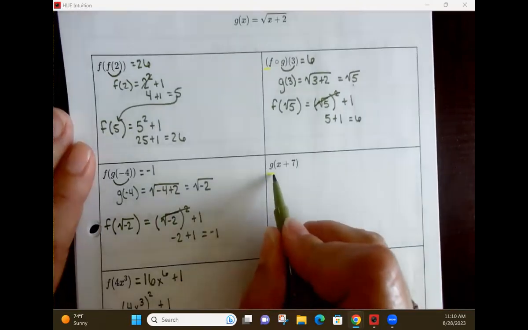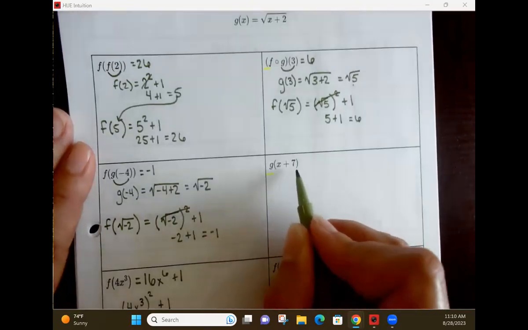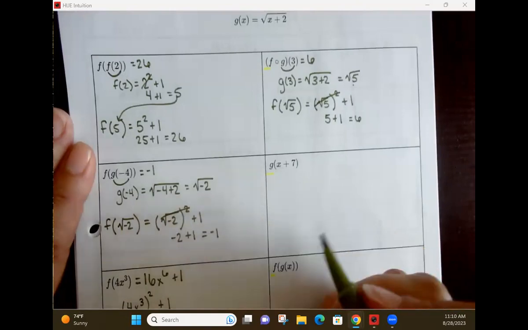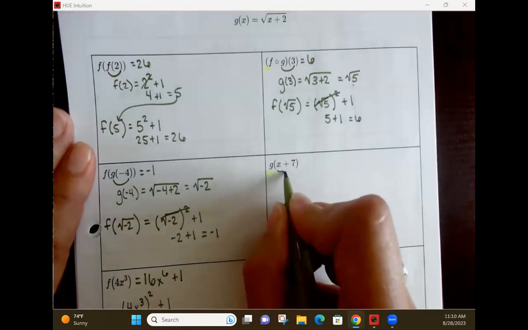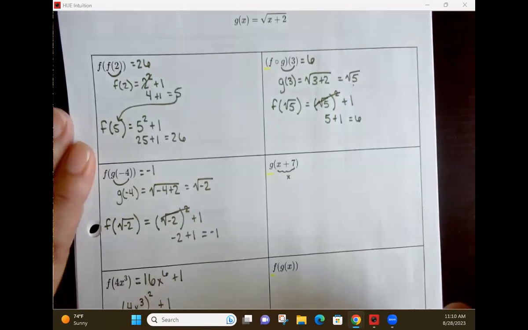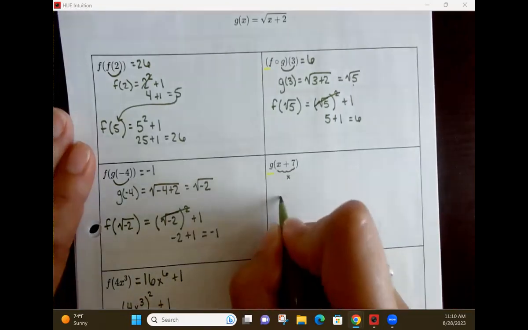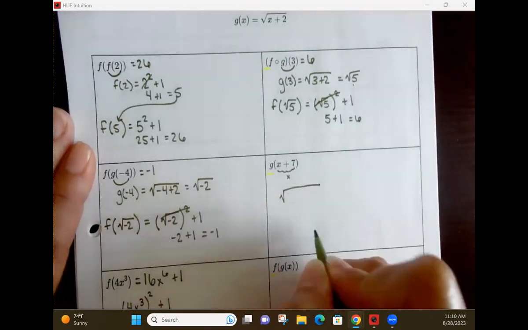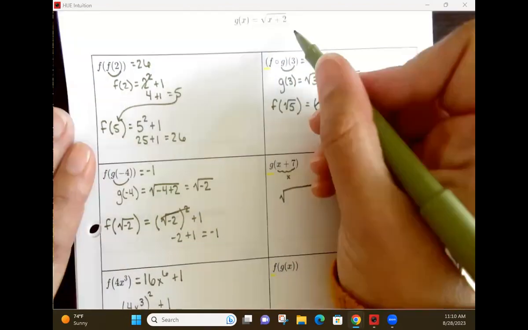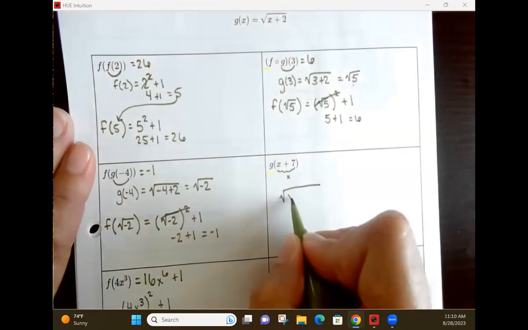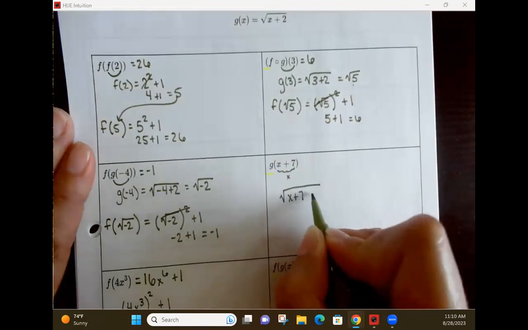Next is g of x plus 7. So that means we are looking at our function g of x, and we are putting this in anywhere that we see an x in that function. So for g of x, that's our square root. It's the square root of x plus 2. So we are putting in x plus 7 plus 2.